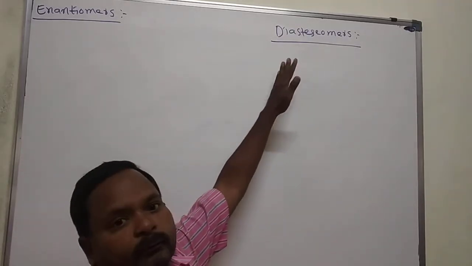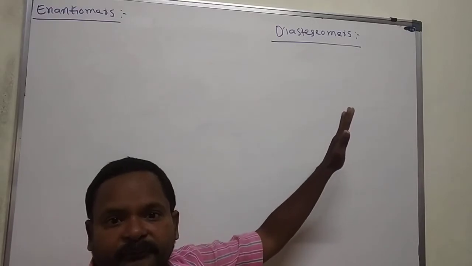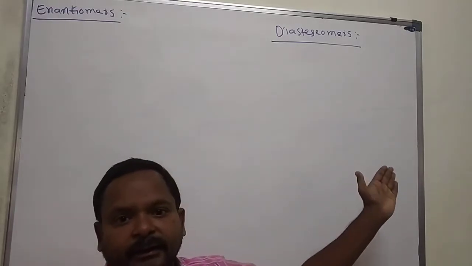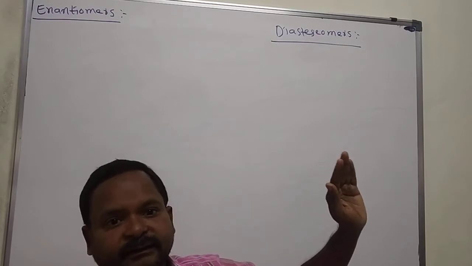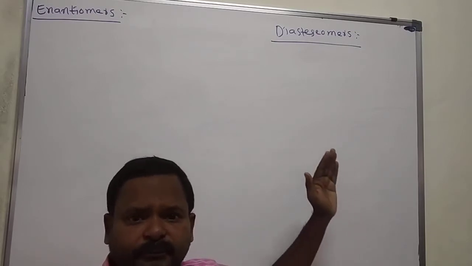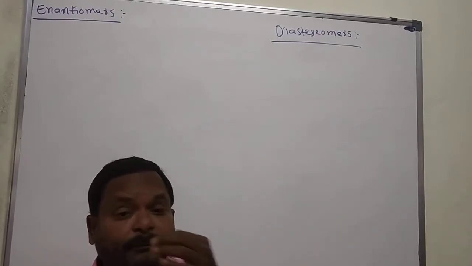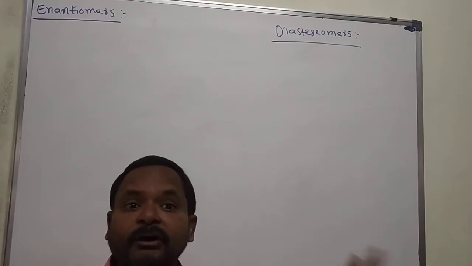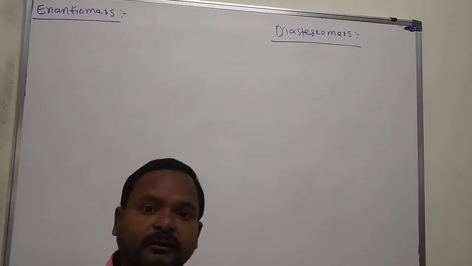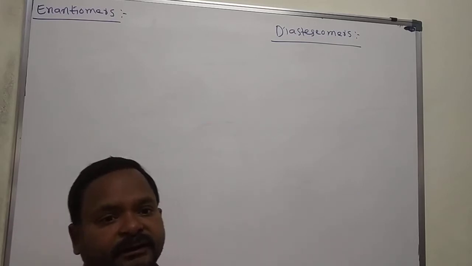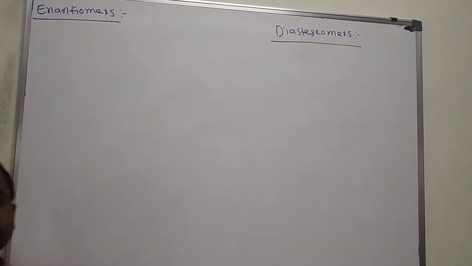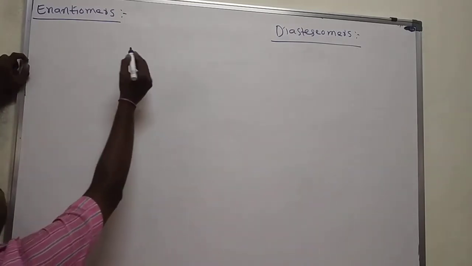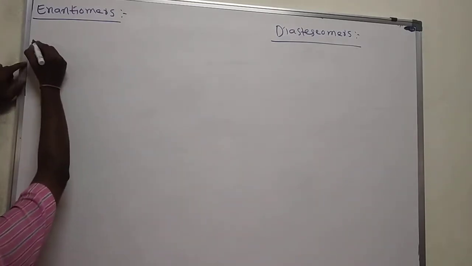Okay, here one foot and one hand, both are having 5 fingers, but they do not overlap and are not mirror images. Non-superimposable, non-mirror images are simply called diastereomers. Okay, here I am taking one simple example for enantiomers.